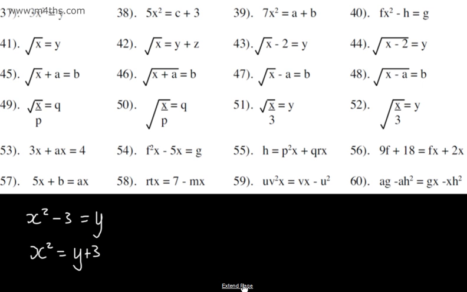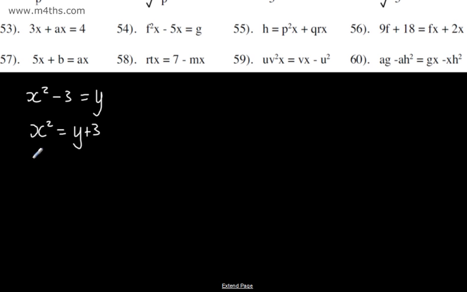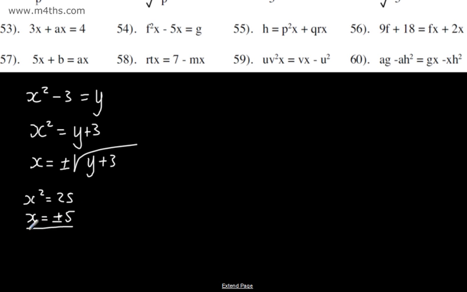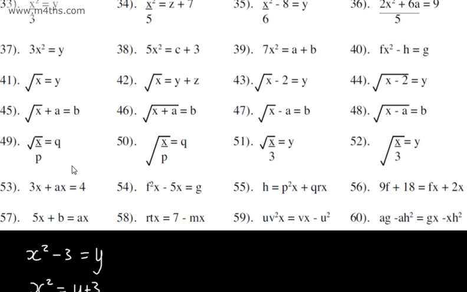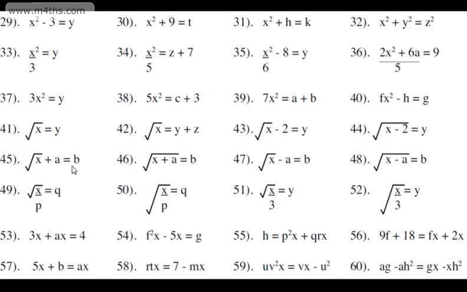We now need to do the inverse of squaring, which is square rooting, so x will be equal to plus or minus the square root of y plus 3. It's important that we put plus or minus. So for example now, if I had x squared is equal to 25, then x could be equal to plus 5 or minus 5. We know that squaring a negative number will make it positive. Therefore, we're going to have a plus or minus answer if we're taking the square root of something.